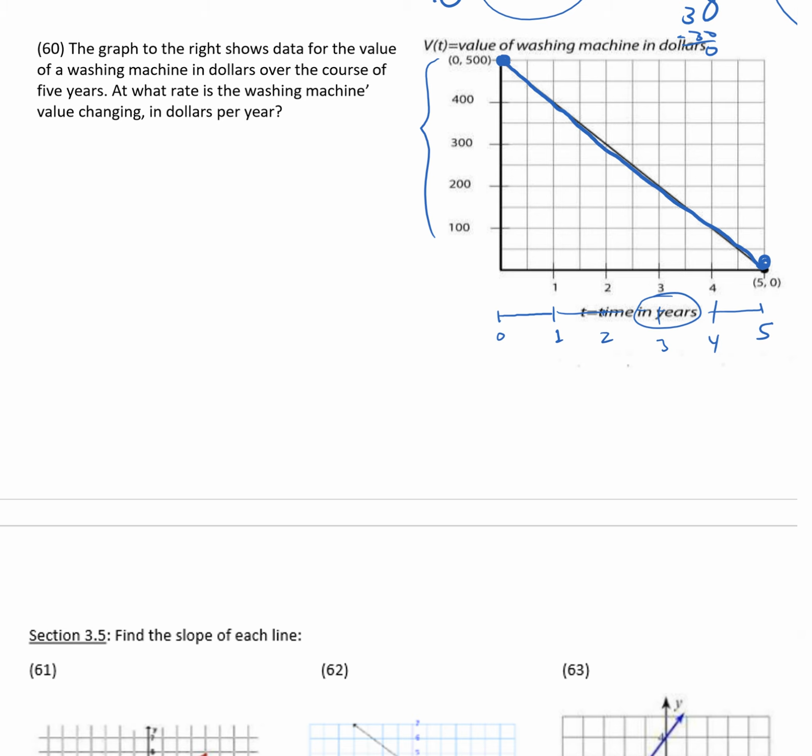So what does it want us to do? At what rate is the washing machine's value changing? In dollars per year. Okay.